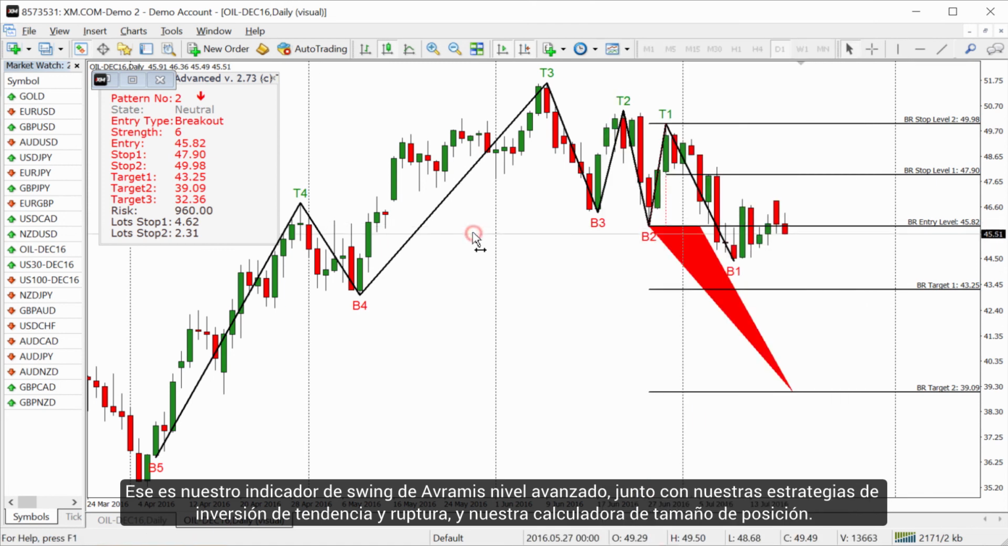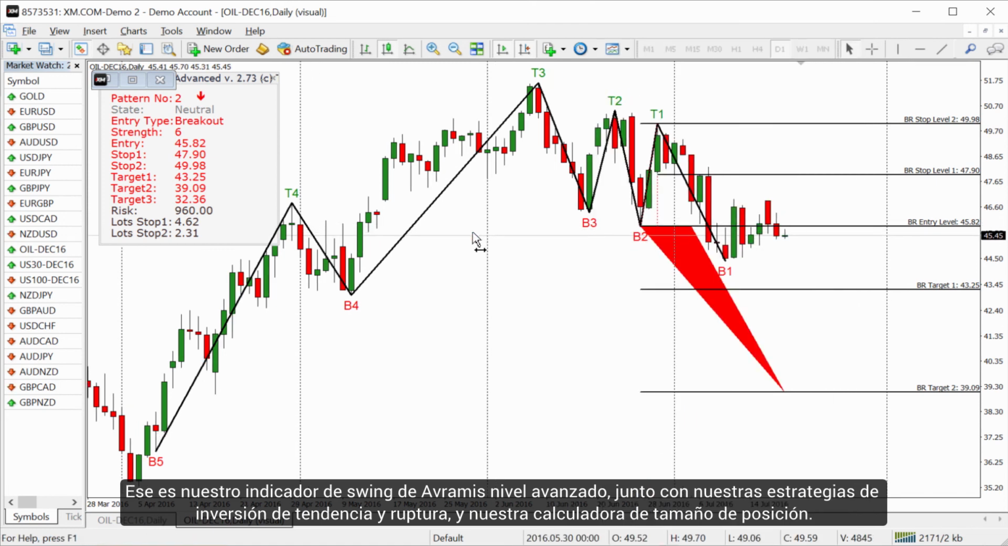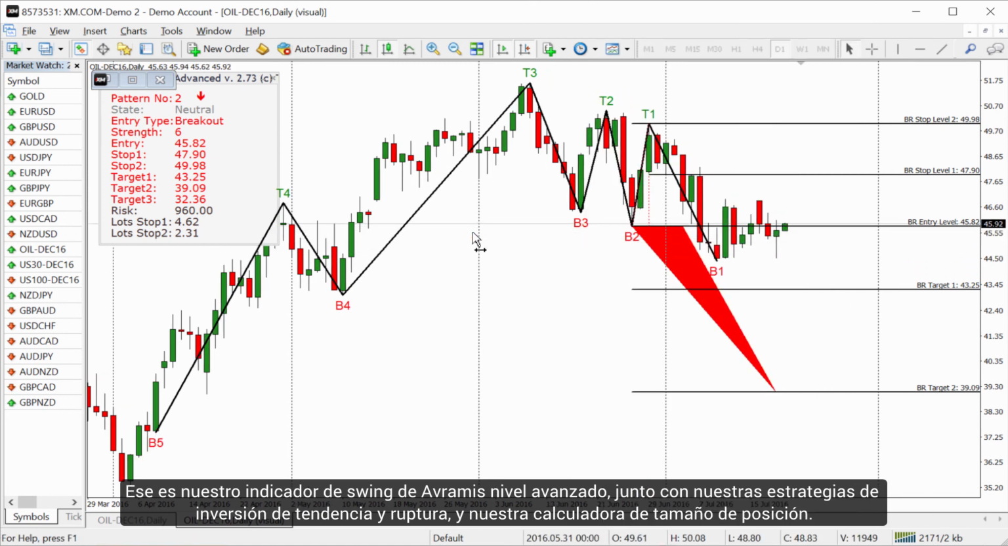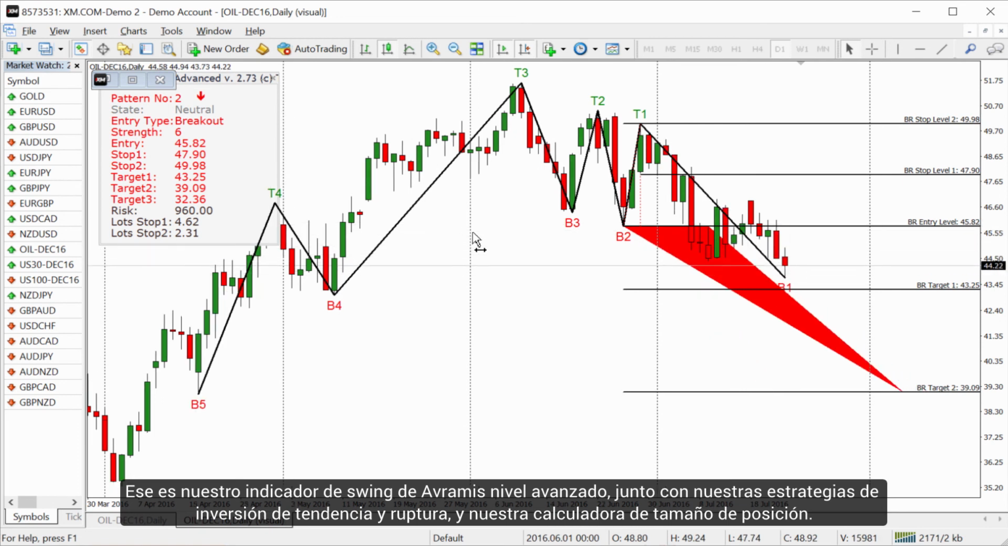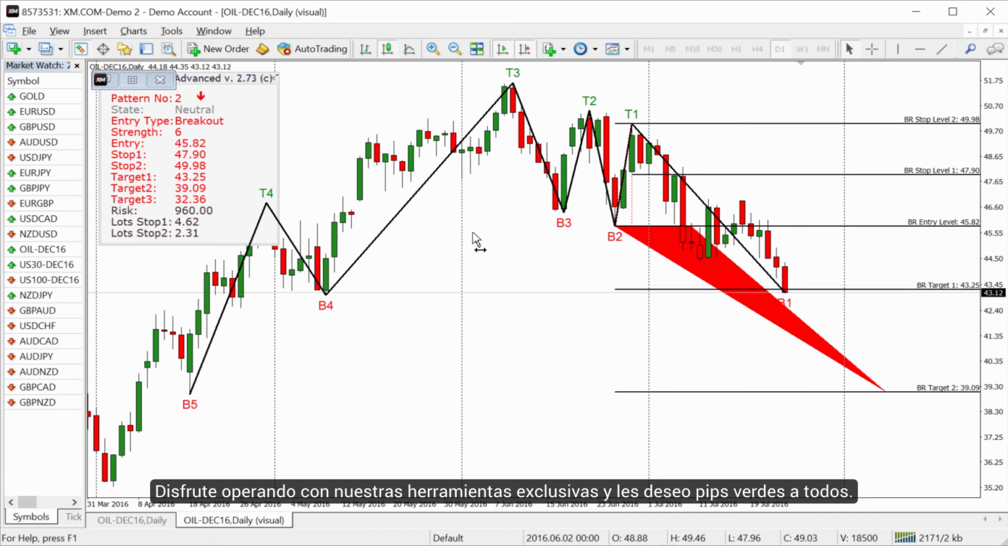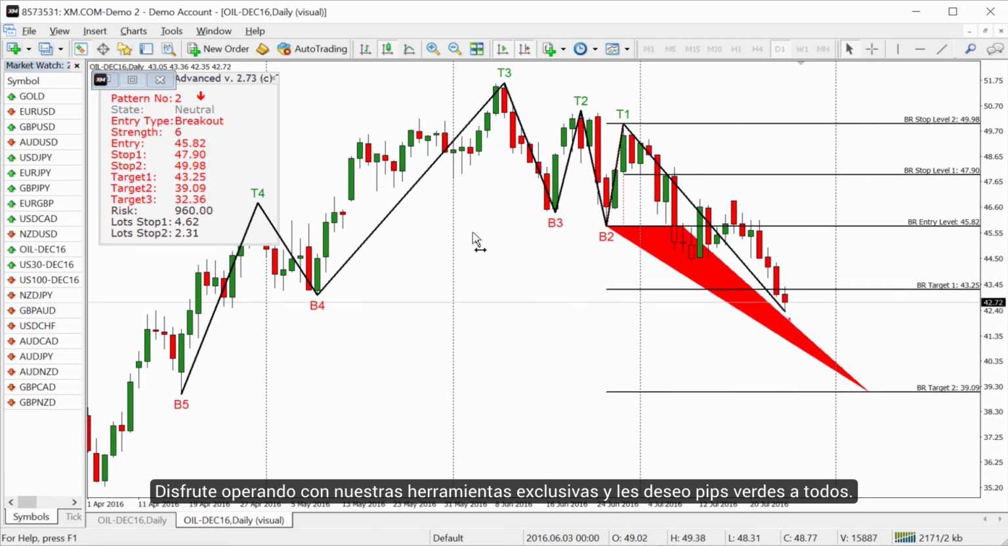So that is our Avramis Swing Advanced version indicator, along with our trend reversal and breakout strategies and our position size calculator. Enjoy trading with our proprietary tools and wish you green pips to everyone.